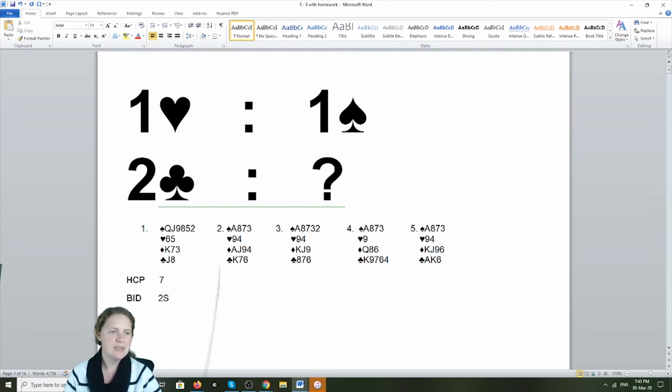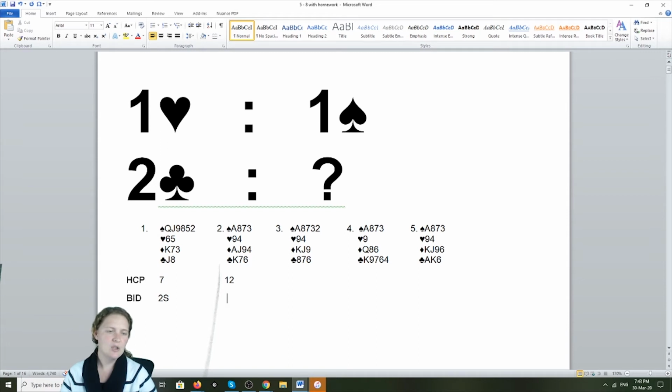Let's take a look at this next one. In terms of how many points that we have, we've got 8, 11, 12 here. And what are we going to do with this hand? Well, we don't have a fit for our partner's second suit. That means that we don't have 4 cards in clubs to go with them. And we can't rebid our own suit because we don't have 6 of them. What are we going to do?